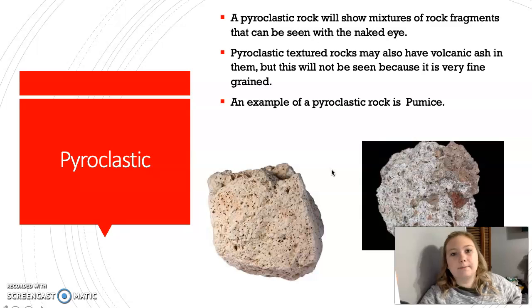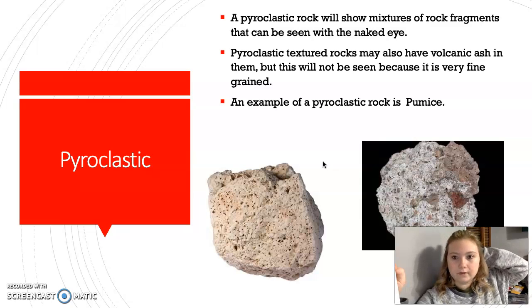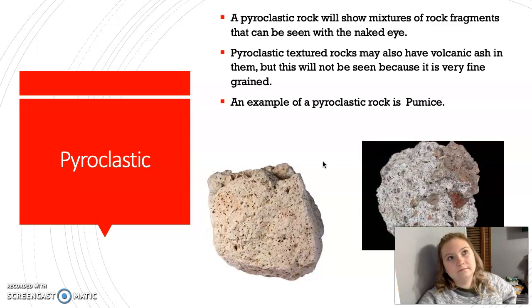The next texture is pyroclastic. Pyroclastic rock is kind of like an aphanitic rock, but instead of not being able to see the mixtures of rock fragments, in the pyroclastic they can be seen with the naked eye. Something that cannot be seen with the naked eye would be the volcanic ash, which is included in the pyroclastic textured rocks because it is very fine grained. An example of pyroclastic rock that we had in our Unit 4 lab would be the pumice. Many people may think of pumice as a pumice stone that you use at a nail salon, so you can make that connection with the pyroclastic texture.